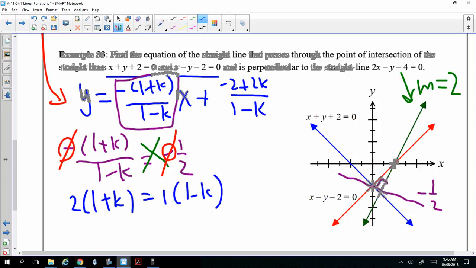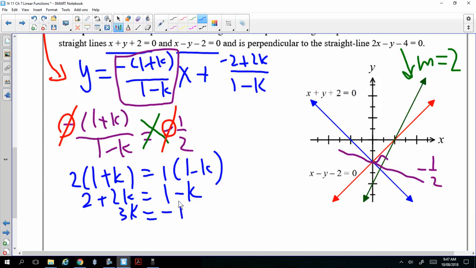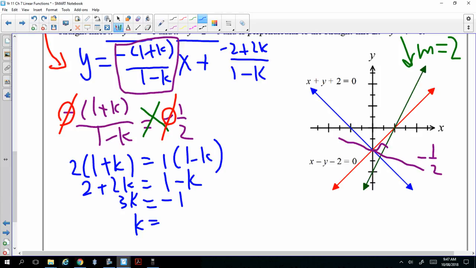So when k is negative a third, it gives you the particular line that passes through the point of intersection perpendicular to the green line. Okay. All right. Can you find the equation of the line now? Because I know what k is. Equation of the line is now easy. See this one, that's when k equal to 3.